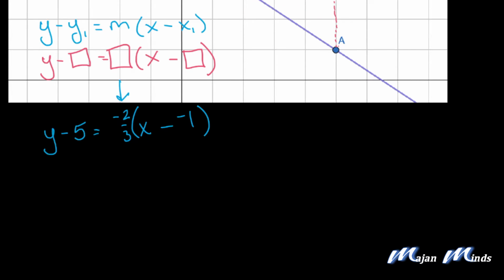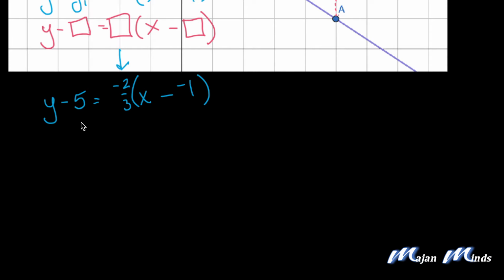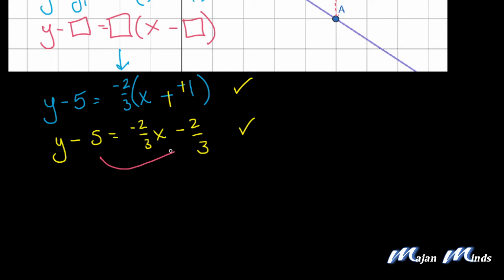And if we simplify here by opening the brackets, we're going to get y minus 5 equals negative 2/3 x. That's going to become plus, and that's going to be minus 2 over 3. Now what I want to say is this is an acceptable form of an equation of this line that we have up here. When I say acceptable, I mean it's a true form. It doesn't mean it's the form that you might be asked for, but it is a form of the equation.